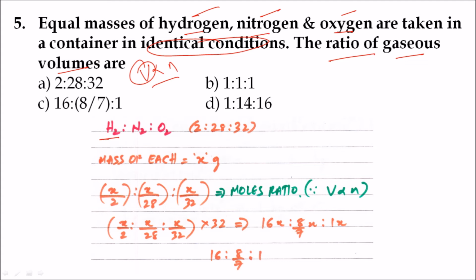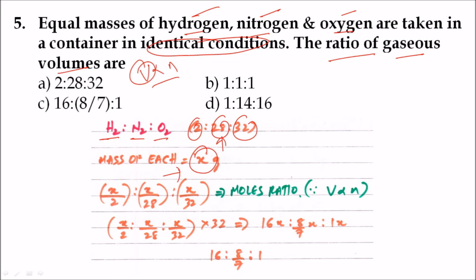Right, let us see the first one. You can see hydrogen, nitrogen, oxygen. The molecular masses, you can take hydrogen as 2, nitrogen 28 and oxygen is 32. And they mentioned equal masses of hydrogen, nitrogen and oxygen. So I have taken their equal mass as x. So mass of each gas to be taken as x gram.